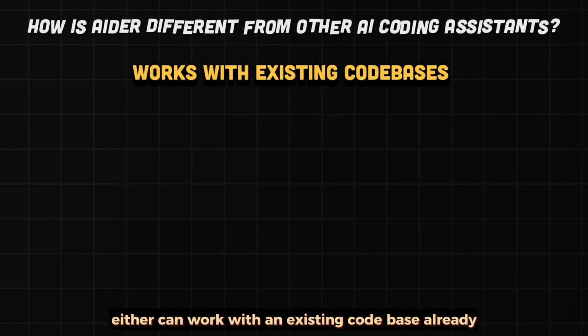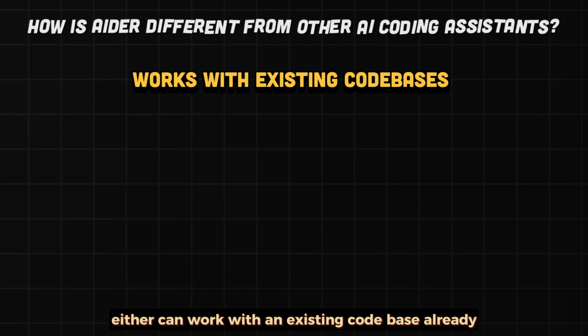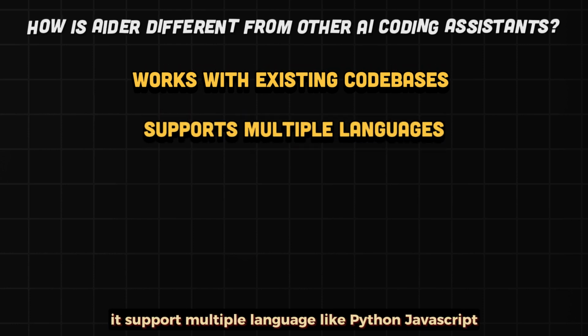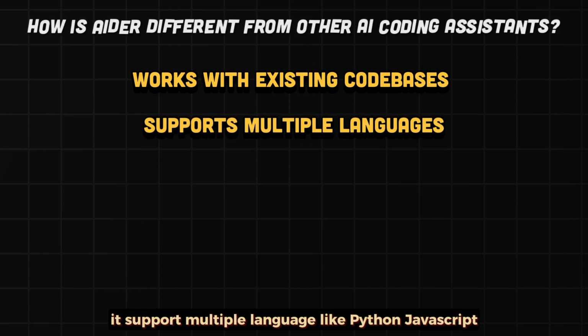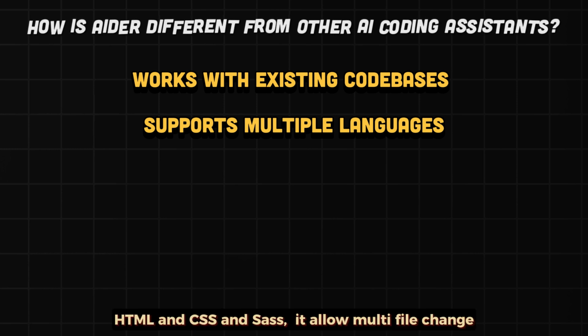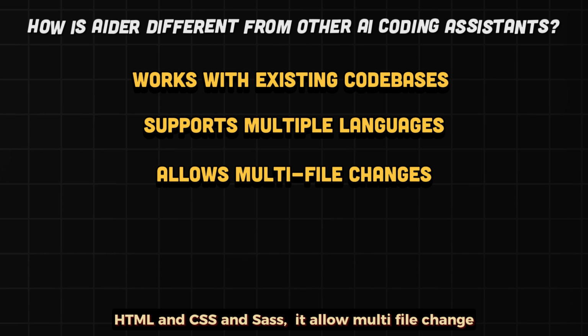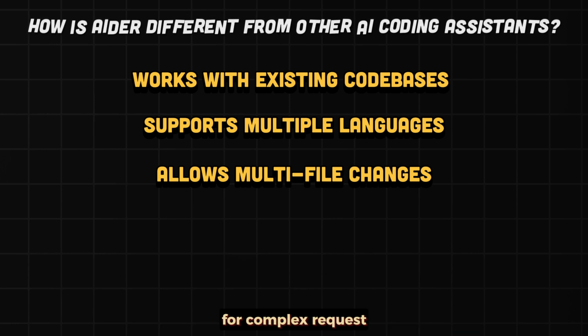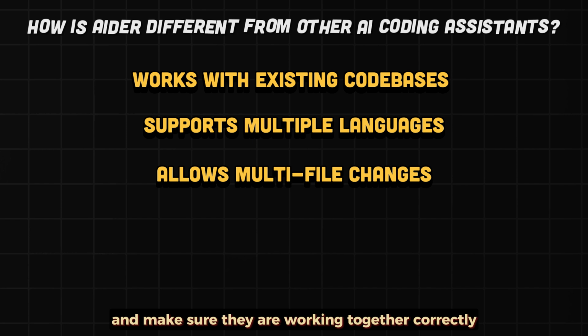Aider can work with an existing code base already. If you have old code, you can use Aider with it easily. It supports multiple languages like Python, JavaScript, TypeScript, PHP, HTML, CSS and Sass. It allows multi-file changes. Aider can edit multiple files at once for complex requests and make sure they are working together correctly.